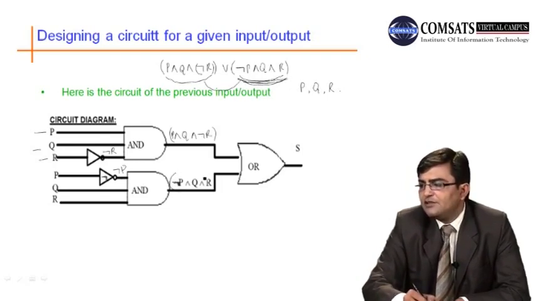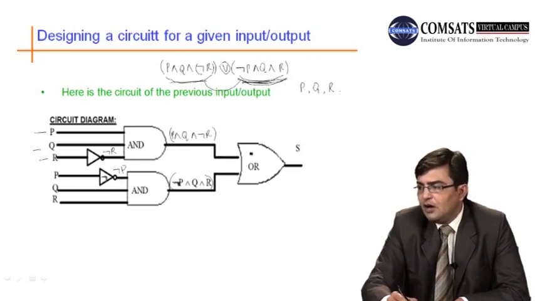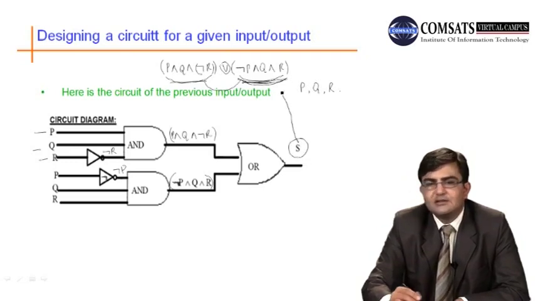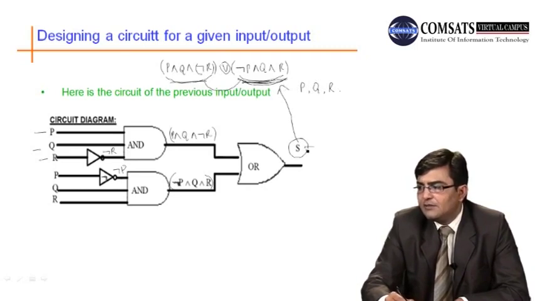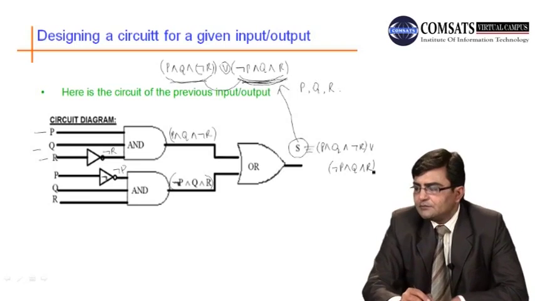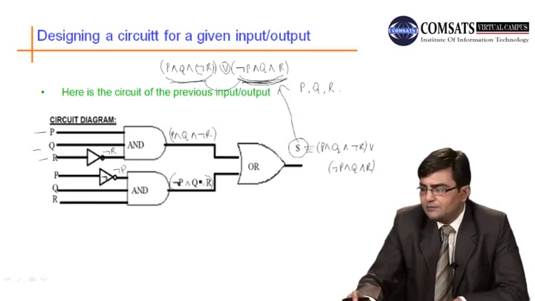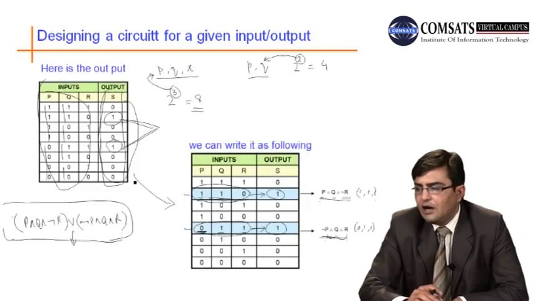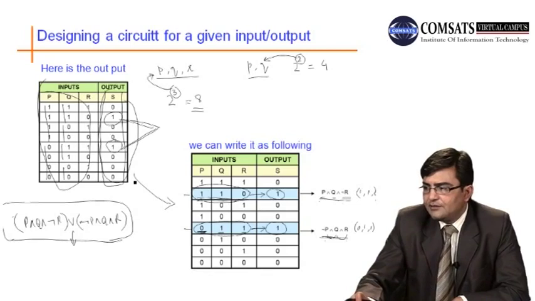Now in the logical expression, we see that these two expressions are connected by the disjunction operator. So we connect these two by using a disjunction, or OR, operator. The output will come here, S. Now what is S? S is basically this logical expression. S is equivalent to P and Q and not R, or not P and Q and R. So this is basically the circuit which corresponds to the given inputs and output in this truth table.